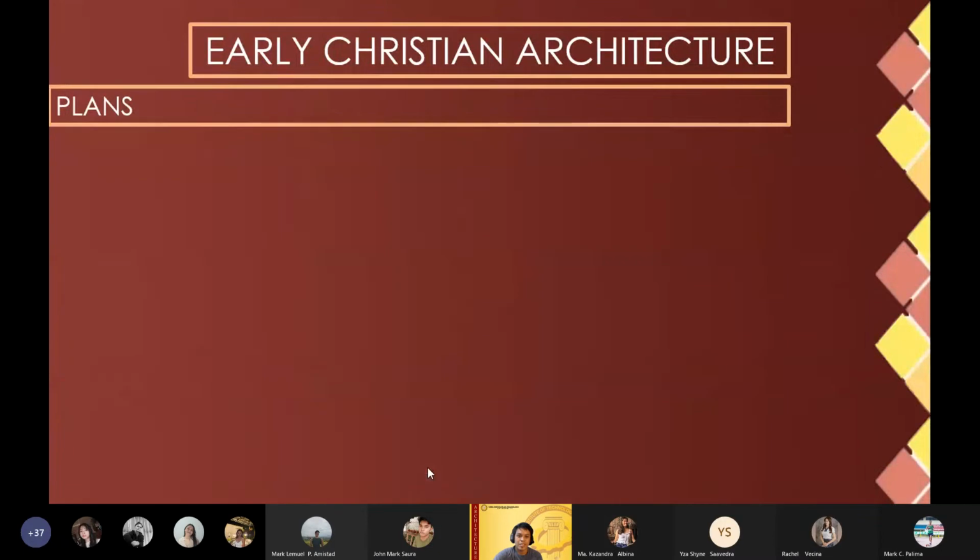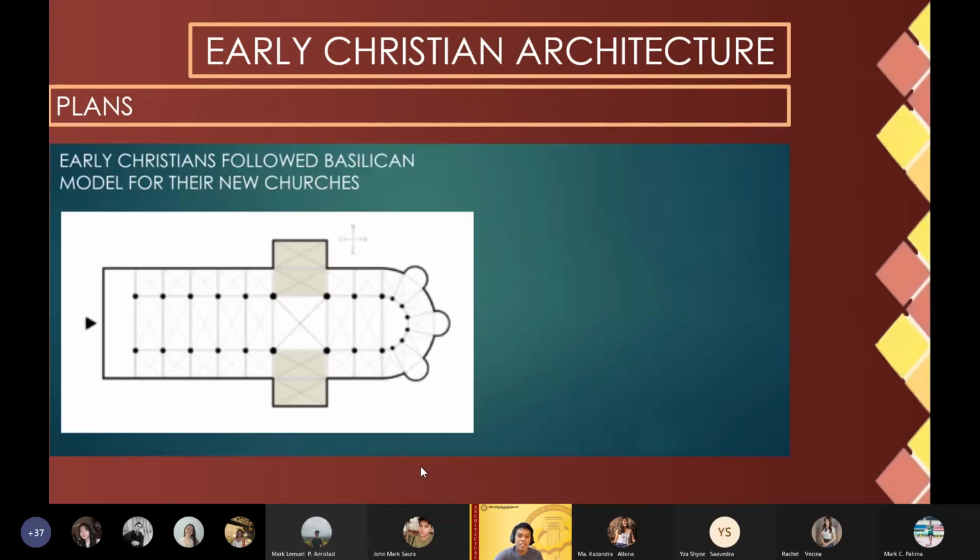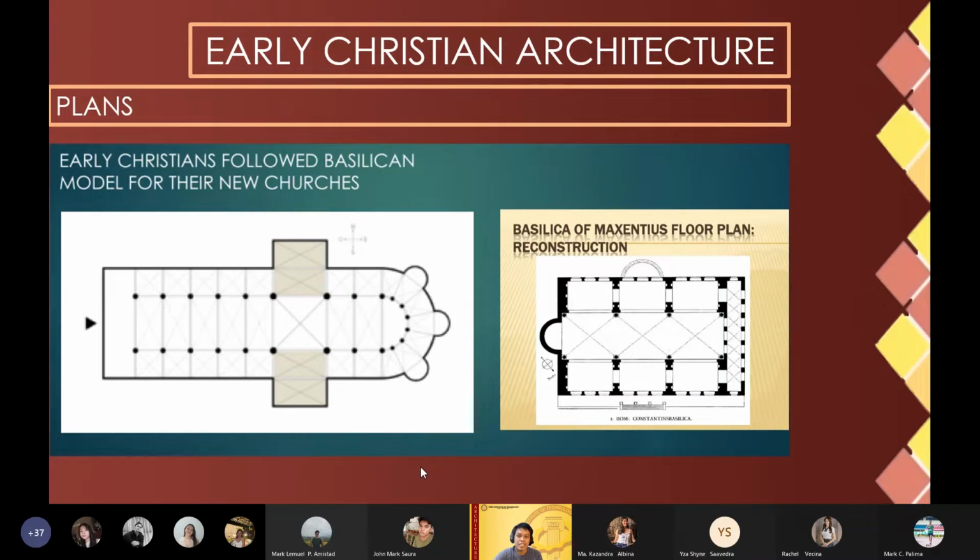Okay. How about the plans? So again, in early Christian architecture, we have two types of buildings, the basilican churches and the baptisteries. So what are their characteristics? Very simple on the exterior. For the interior, it's rich. How about the plan? The plan is horizontal. Early Christian architecture followed the basilican model.